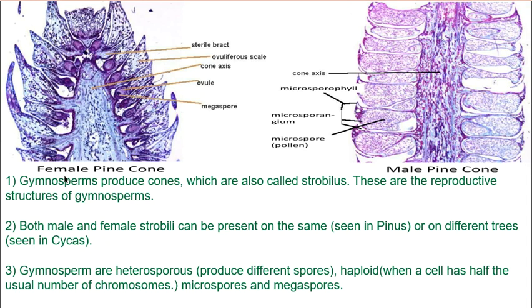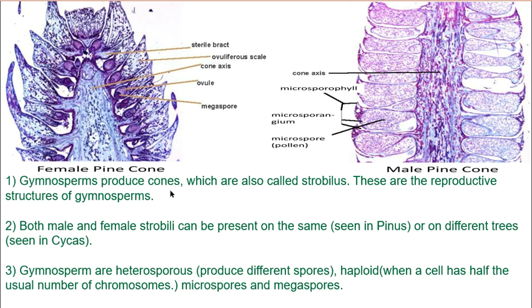It is a female pine cone, so there will be megasporophylls. Now, in the male cone, you can see the central axis. In it also, leaves are attached, which are called microsporophylls. This is clear to you. And megasporophylls bear ovules and microsporophylls bear pollen.